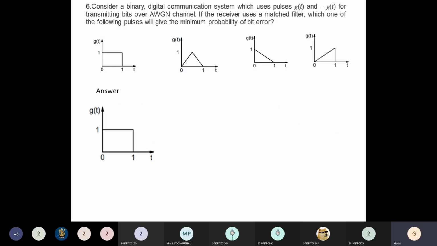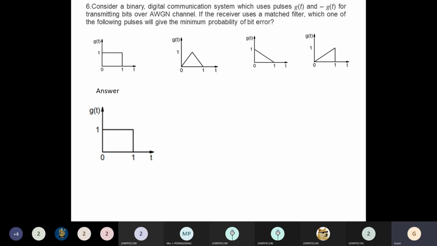Next question. Consider a binary digital communication system which uses pulses g of t and minus g of t for transmitting bits over an AWGN channel, additive white Gaussian noise channel. If the receiver uses a matched filter, which one of the following pulses will give the minimum probability of bit error? The first one, the second one, the third one, and the fourth one. The answer is the first waveform.